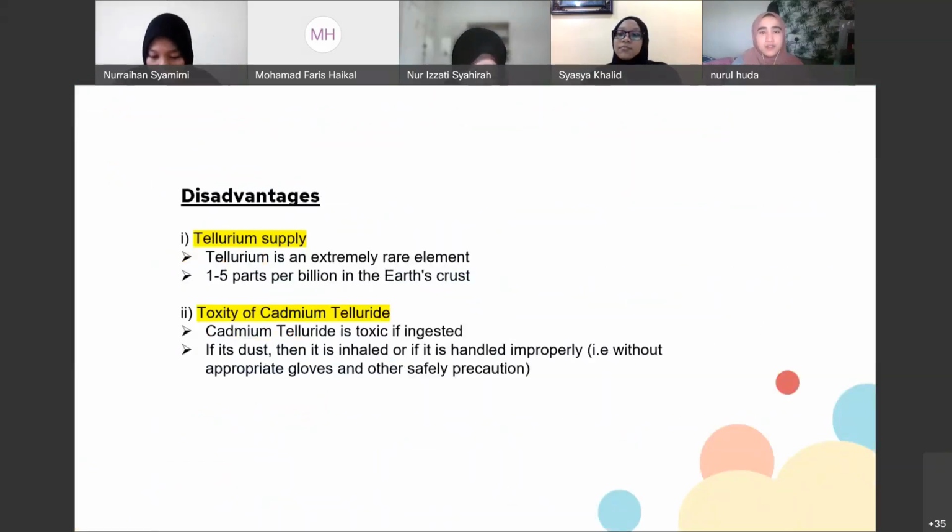The disadvantages of cadmium telluride solar cells: first is tellurium supply. As we know, tellurium is an extremely rare element which is hard to find, because it is only 1 to 5 parts per billion in the Earth's crust. Next is the toxicity of cadmium telluride. Cadmium telluride is toxic if it is ingested, if it is inhaled, or if it is handled improperly, such as without appropriate gloves and other safety precautions, and it can become dangerous.